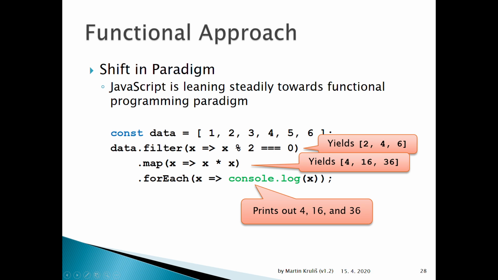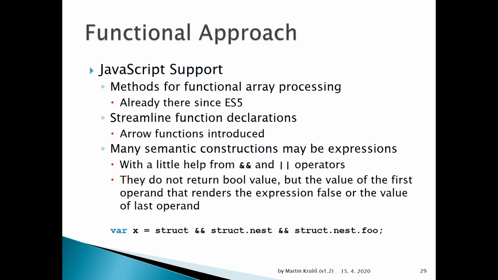Since all these functions presented in this example now are pure functions, so they have no side effects, they don't reach to global memory, there are some other optimizations that the compiler now may consider. What can we do in JavaScript? Actually, what is the support in JavaScript for the functional approach?